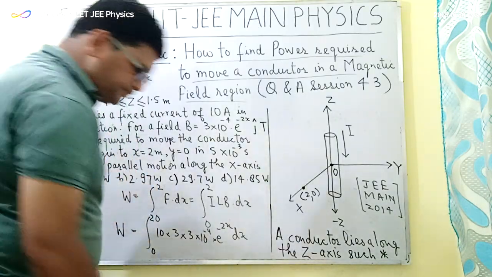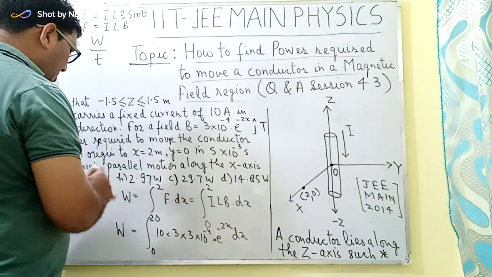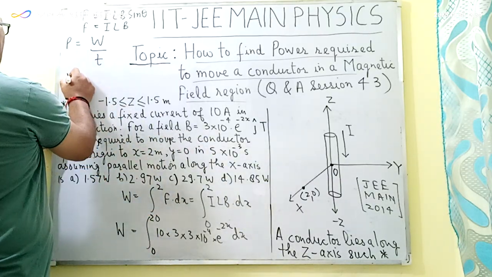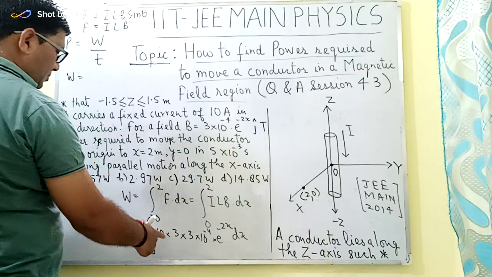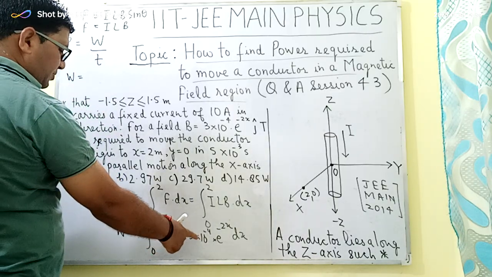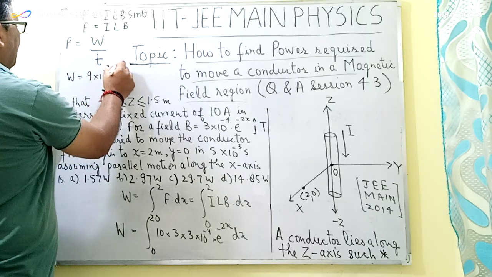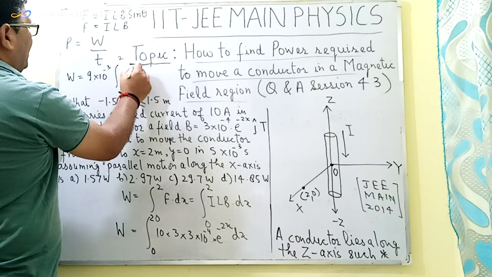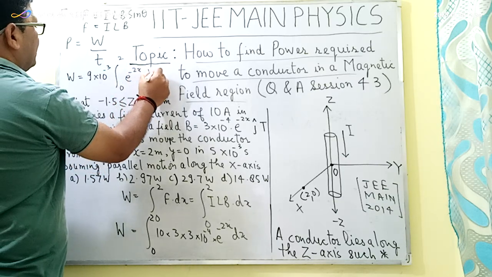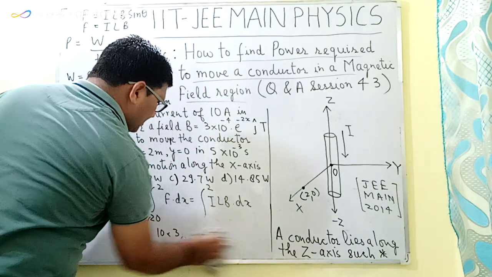So this work done will be equal to 9 into 10 to the power minus 3 integration within the limits of 0 and 2 of e to the power minus 2x dx. This is the work done. This is the total work done.